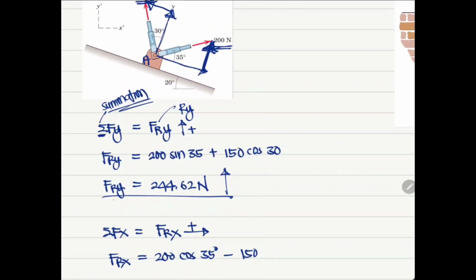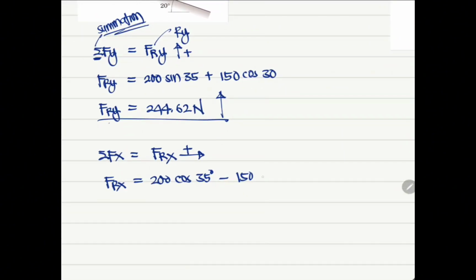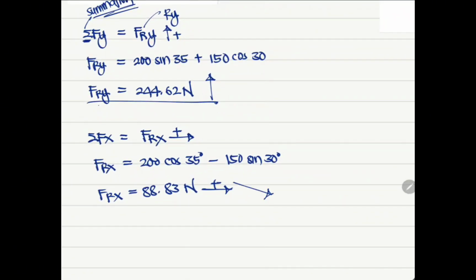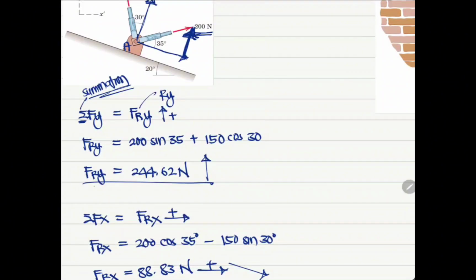The 150 is opposite to 30 degrees, so sine of 30 degrees. FRx therefore is equal to 88.83 newtons. Positive, so to the right is its direction. Actually it is not to the right. It is directed downward, in that direction. So we need to change this.